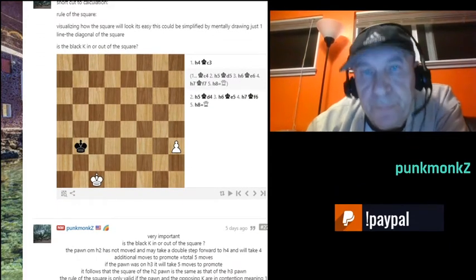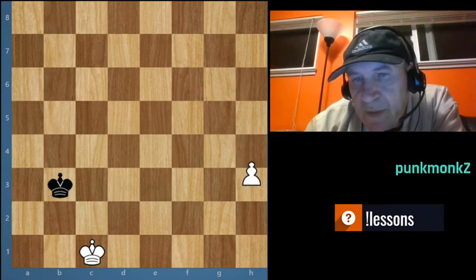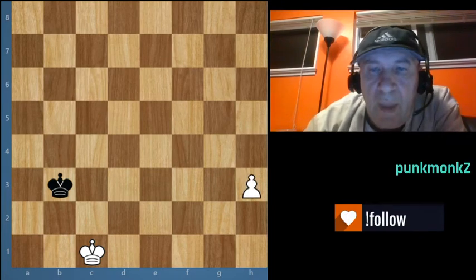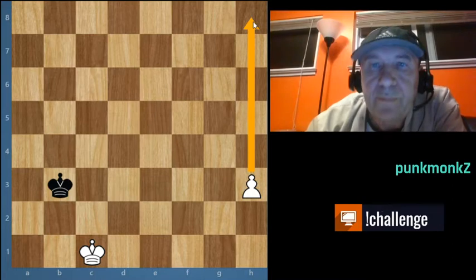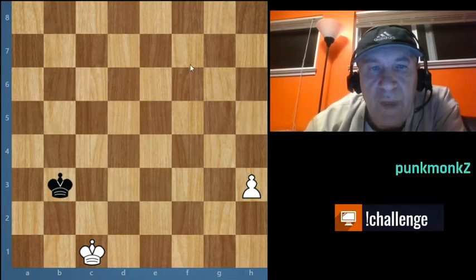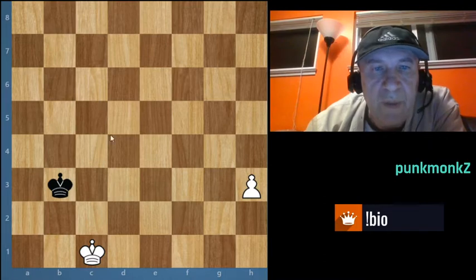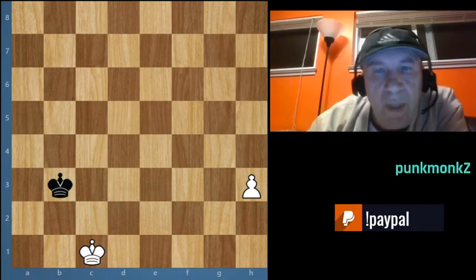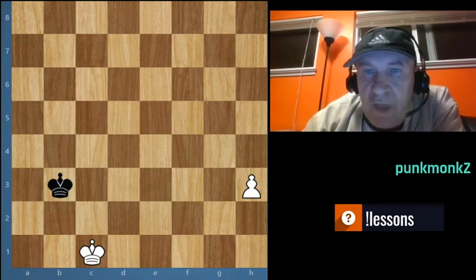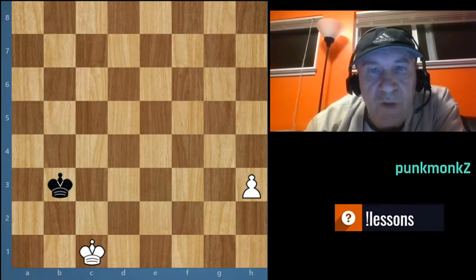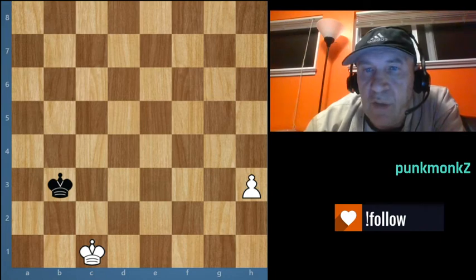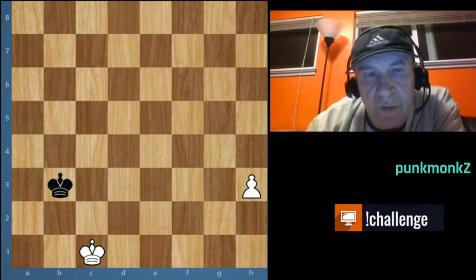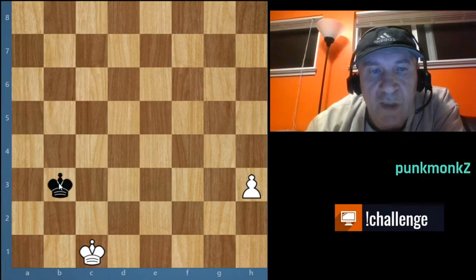Rule of the square. What is the rule of the square? We're going to start with this position, and the pawn is going up the board. It's a race between the king trying to catch the pawn, and the pawn trying to promote. And there's such a thing called the rule of the square. Basically, when you draw the square, you're given information on whether the defending king can catch the pawn or not.